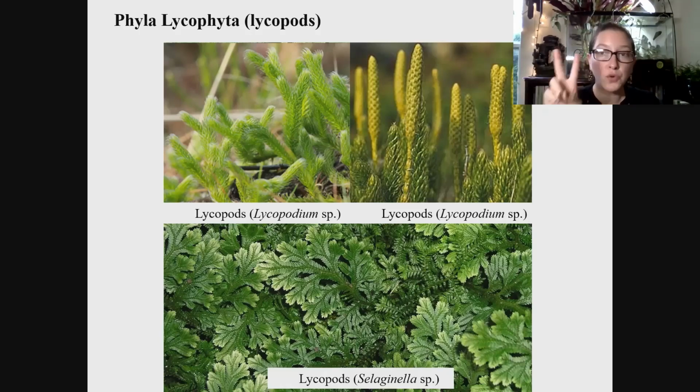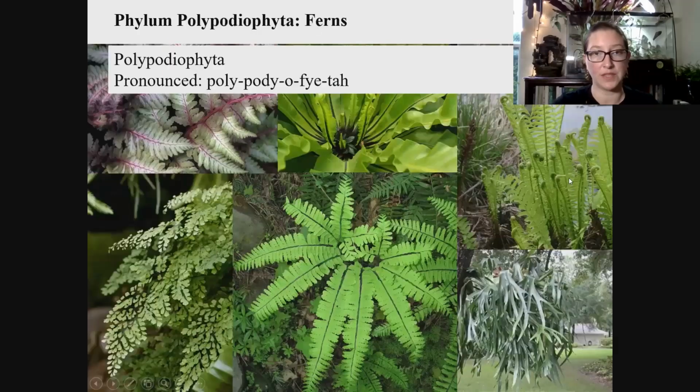Two types we're going to learn about in this class are Lycopodium, which is shown at the top here, and the other one we're going to learn about is called Selaginella. So Lycopodium and Selaginella are both lycopods, right? Can't draw to save my life. All right, so those are the two we're going to learn in the class.